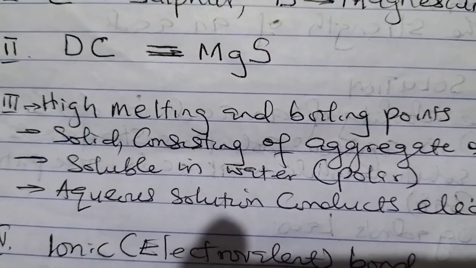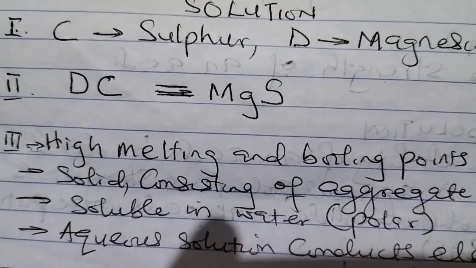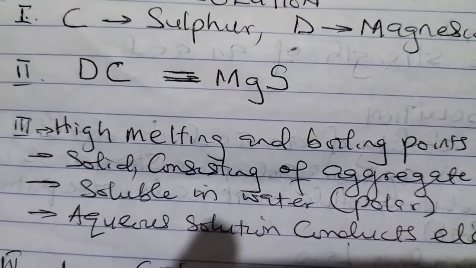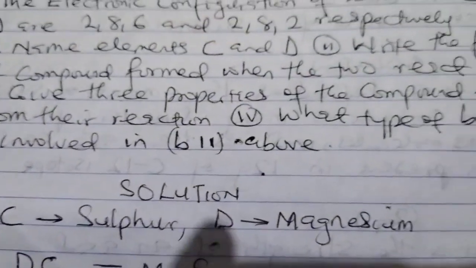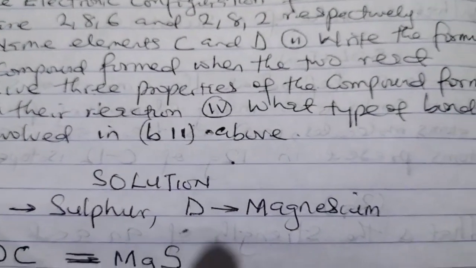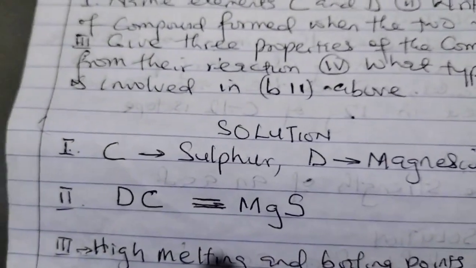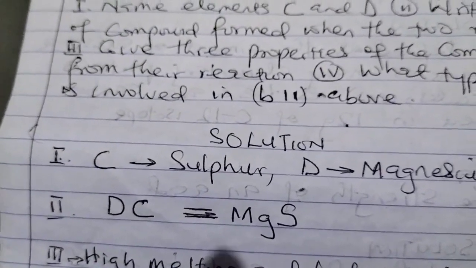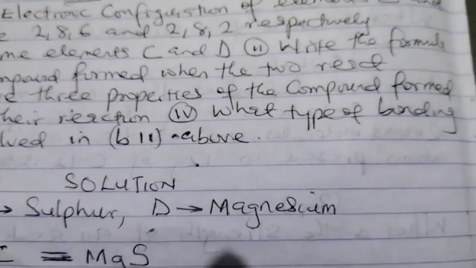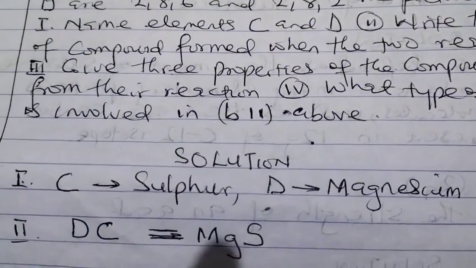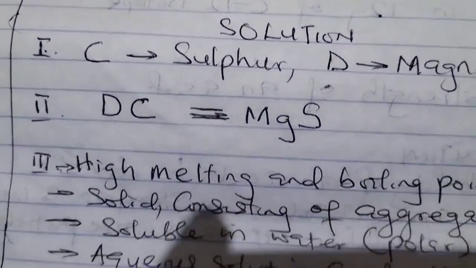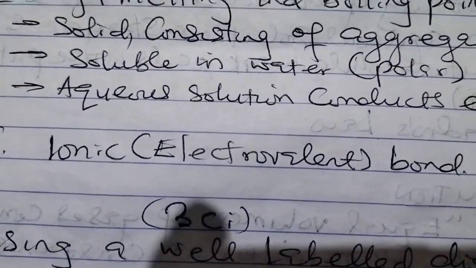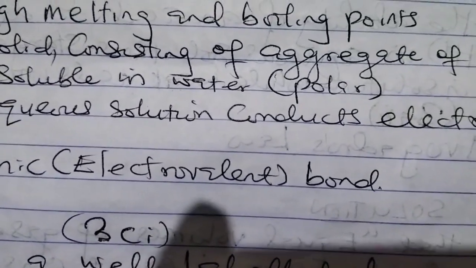So these are the properties, any two can score. These are the properties of this compound, magnesium sulfide, based on the fact that it's an ionic compound. So the properties should be properties of ionic compounds. Going to number 4, it says what type of bonding is involved in BII above. What is BII? It says write the formula of the compound formed. The kind of bonding involved in the formation of it: the answer, as we said before, is ionic or electrovalent bond, because it involves a metal and a non-metal.